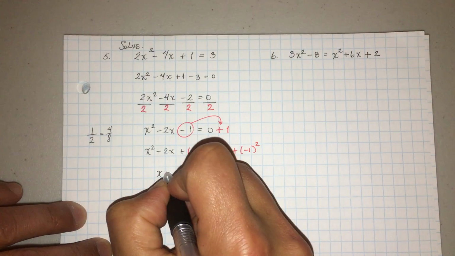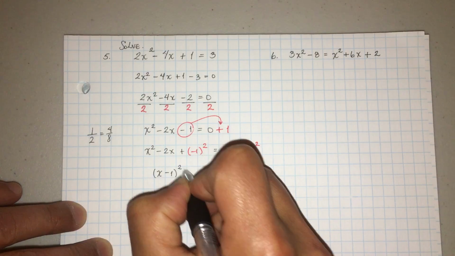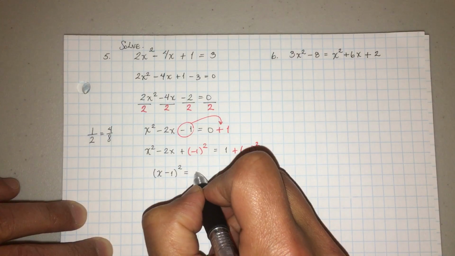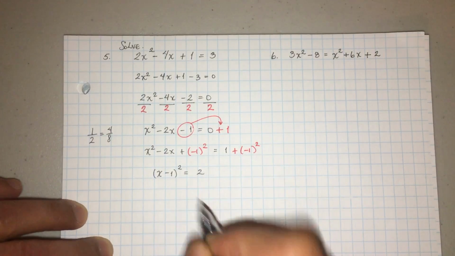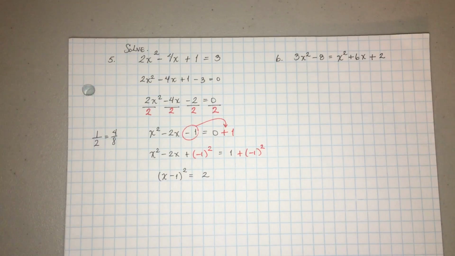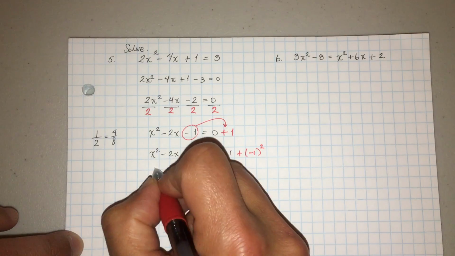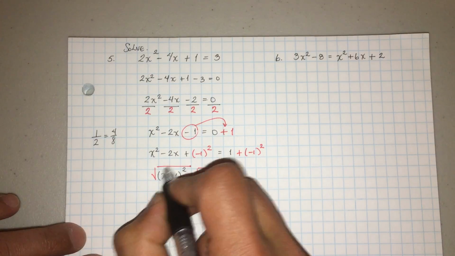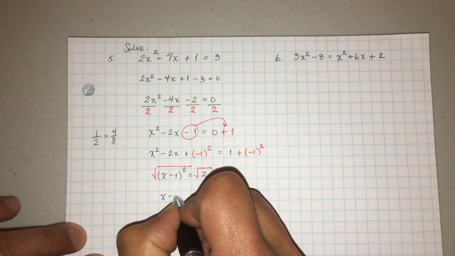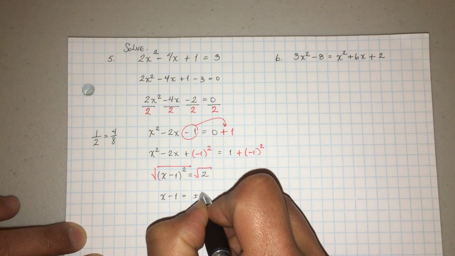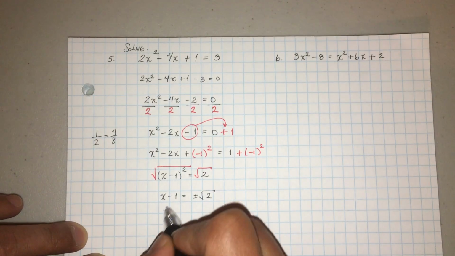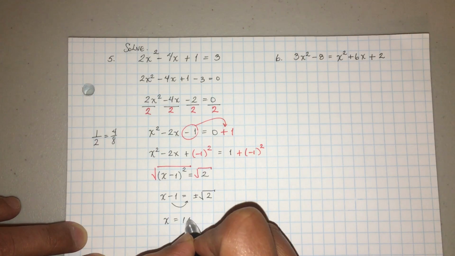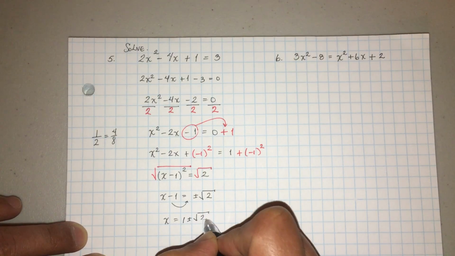So we're left with x minus 1 squared equals, and then negative 1 squared is 1. Be careful with that. And then 1 plus 1, that's going to give me 2. And just continue solving it from there. So we're going to take the square root, both sides. Okay, and then the square root and the square simplify out. You're going to get x minus 1 is equal to plus or minus square root of 2. Last thing, I'm going to take this negative 1 to the other side. You're going to get x is equal to 1 plus or minus square root of 2.